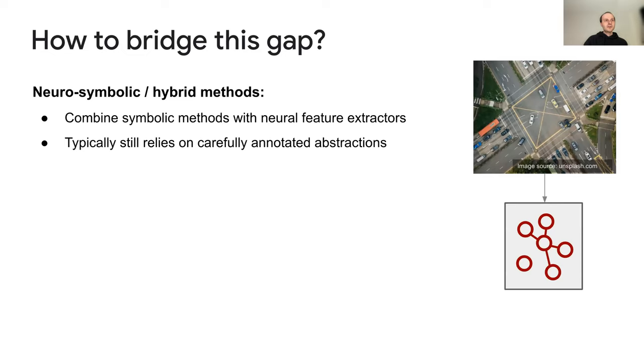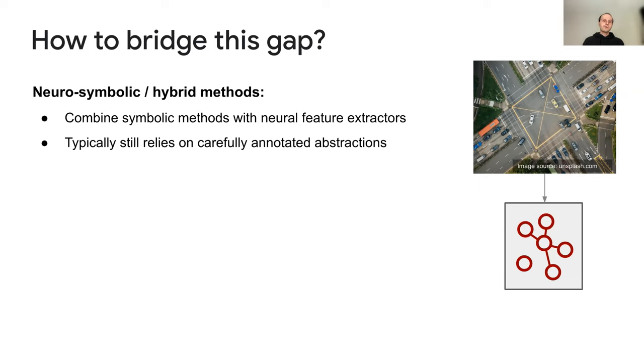And of course, the whole community is thinking about how we can bridge this gap. There are a lot of voices saying we should look into neurosymbolic or hybrid methods, where the main premise is basically that we should combine symbolic methods with neural network feature extractors. While this is generally a good idea, and I think we can go quite far with these kinds of approaches, it would still mean we have to rely, in most cases, on carefully annotated abstractions. You still have to find a way of interfacing these hard symbolic methods with the neural feature extractor on the backbone.